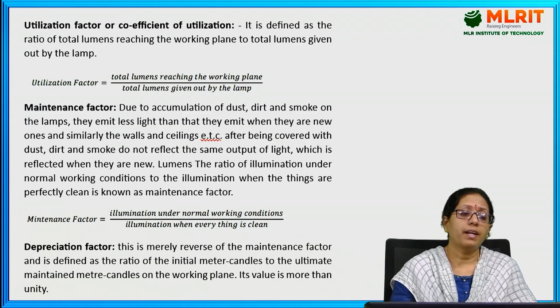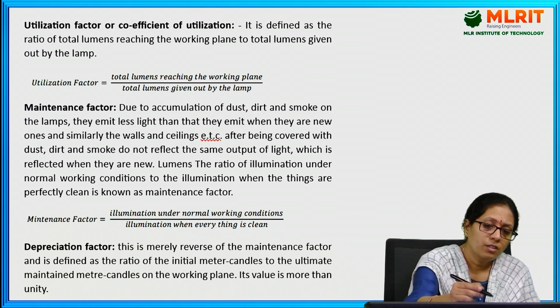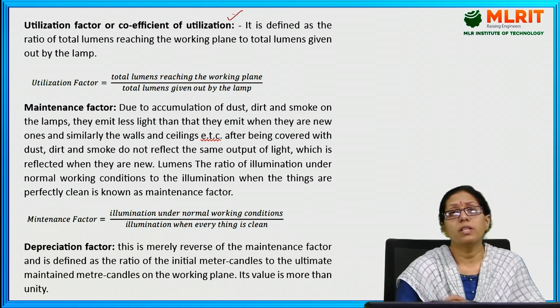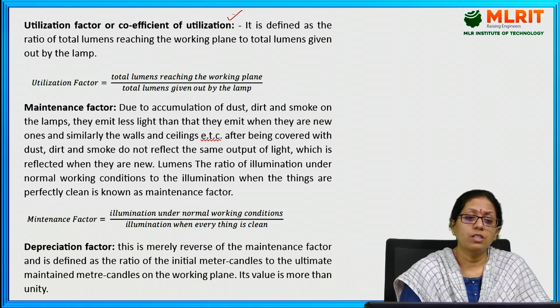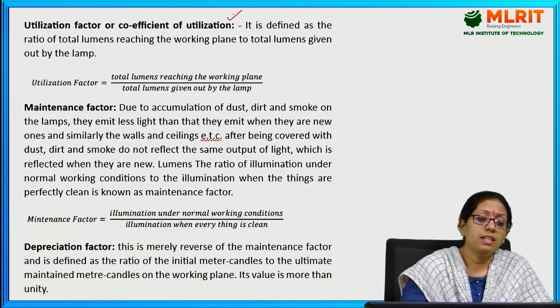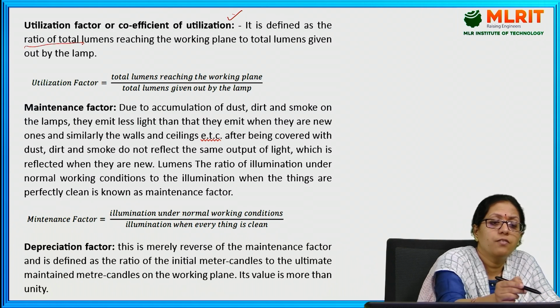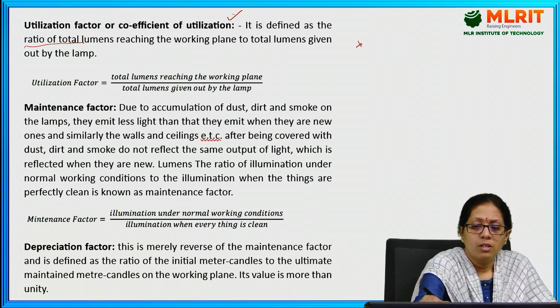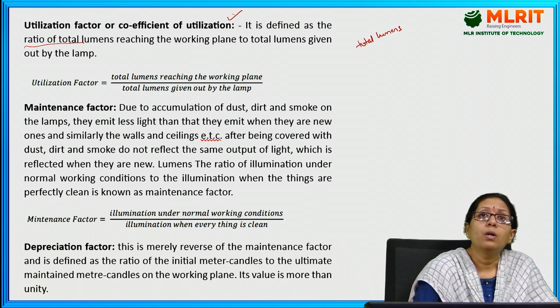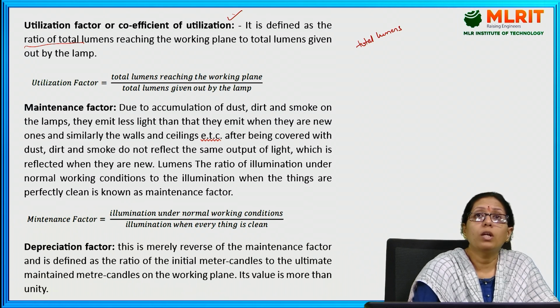The first factor is utilization factor, or you can call it coefficient of utilization. Utilization factor or coefficient of utilization is defined as the ratio of total lumens reaching the working plane to the total lumens given out by the lamp.